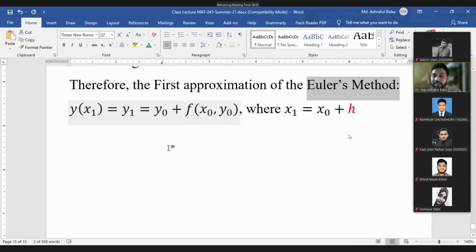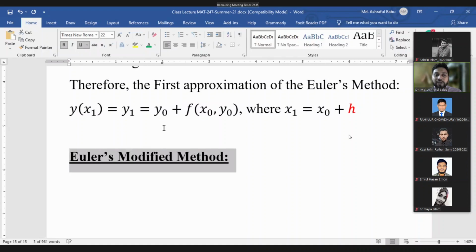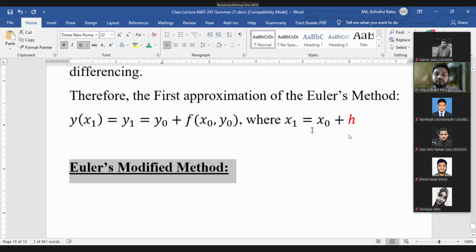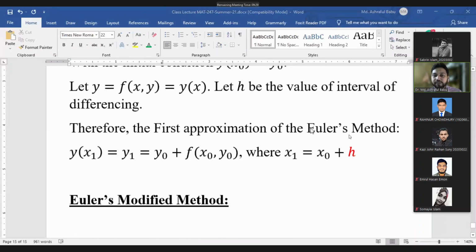These are actually the same thing, meaning they form a sequence. Euler's modified method is not a new method. It is just a continuation from the first approximation. So how can you start Euler's modified method? We have to start from Euler's method.